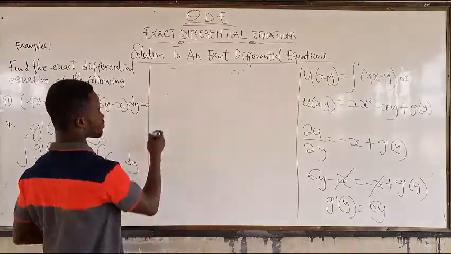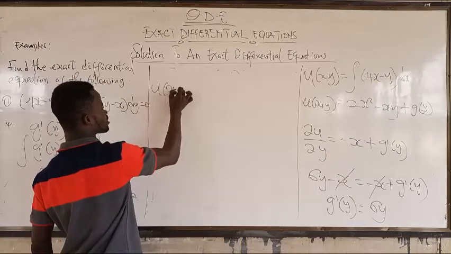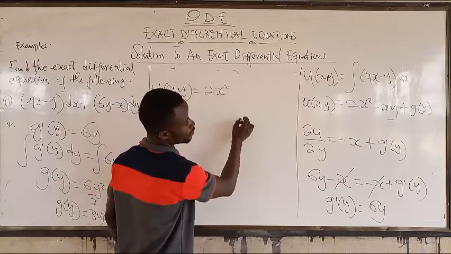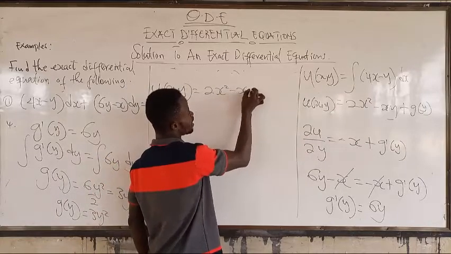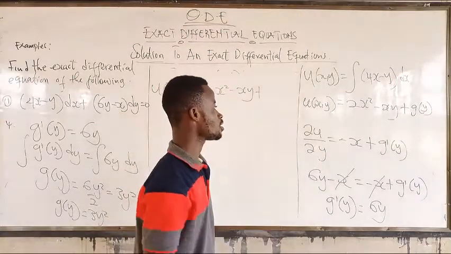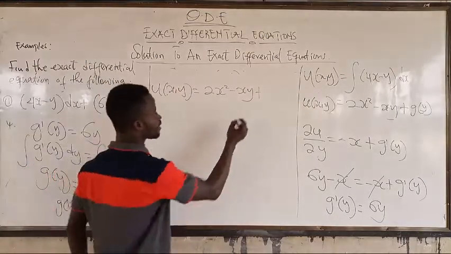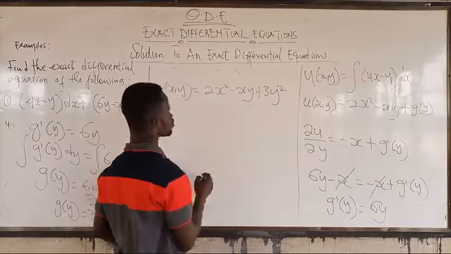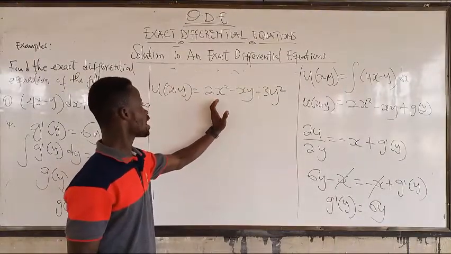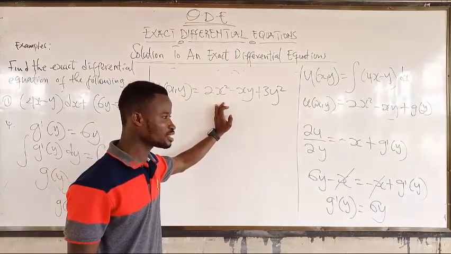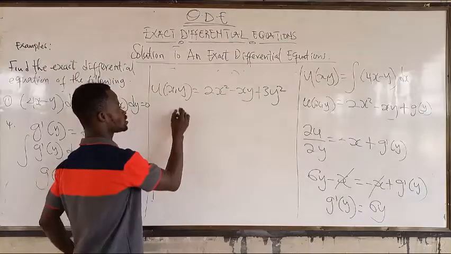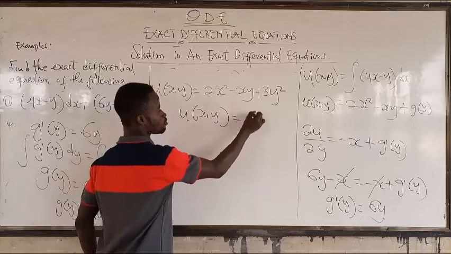So we replace that by this. Therefore, u of x, y is going to be equal to 2x squared, quoting from here, minus xy plus, now instead of writing g prime of y, I'm going to write 3y squared. But wait, that is the function, but this doesn't mean that what we have here is the general solution. You know that the general solution is in this form.